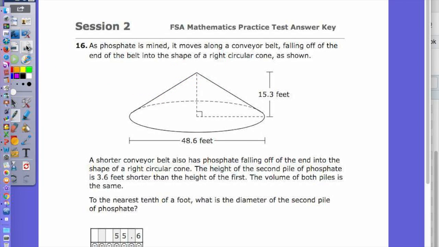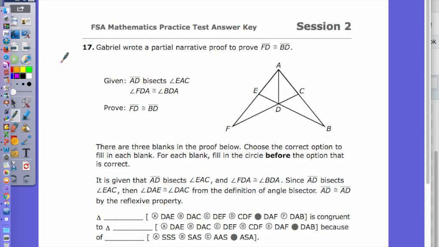Number 17. Okay, you guys need to mark this up when you read all this. DAE is congruent to DAC. Okay? And we had DA. Okay, and they had FDA. This one is congruent to that one. And that's angle, side, angle.